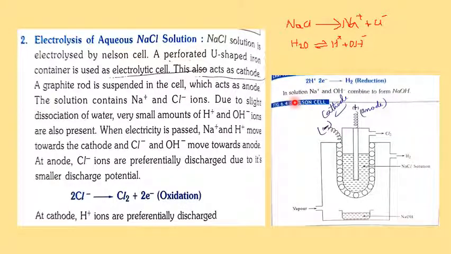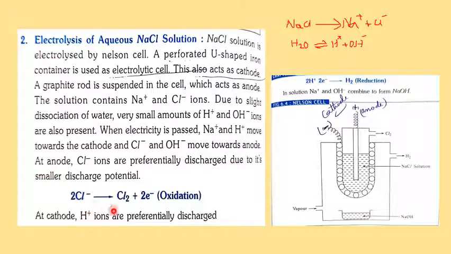Okay, when electricity is passed, Na plus and H plus move towards the cathode. Next, Cl minus and OH minus move towards the anode. At the anode, which ions are present? Cl minus and OH minus. Only Cl minus ions are preferentially discharged due to their smaller discharge potential.